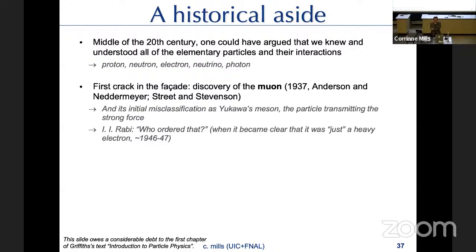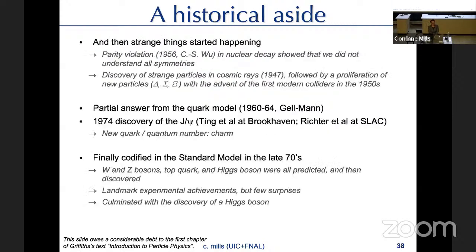But there started to be cracks in the facade. Probably the discovery of the muon, leading to the famous quote, "Who ordered that?" There was initial confusion about exactly what it was. People thought, oh, this is a mesotron, the particle that transmits the nuclear force. But when we found it's just a heavy electron, that became a bridge to something else. And literally strange things started happening. We found strange particles in cosmic rays.